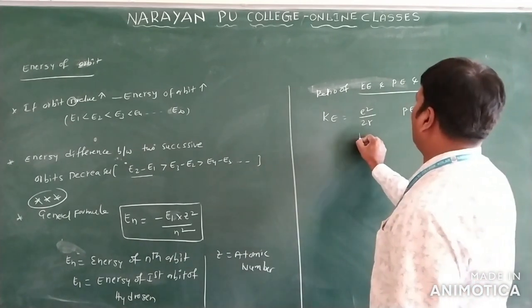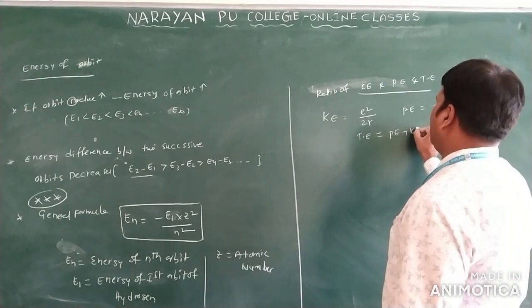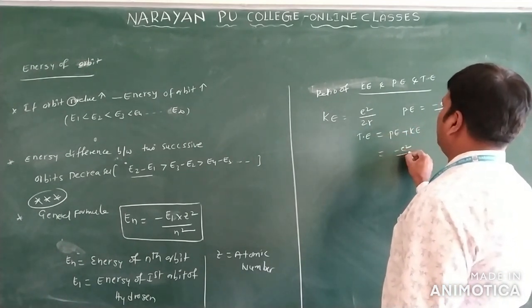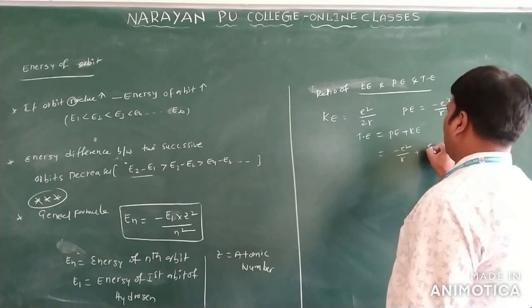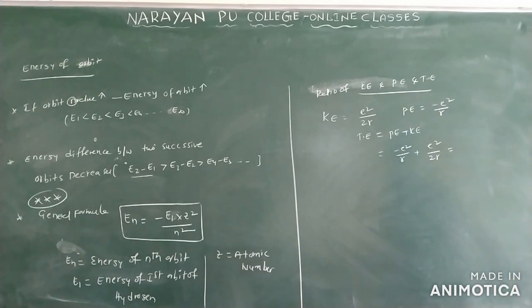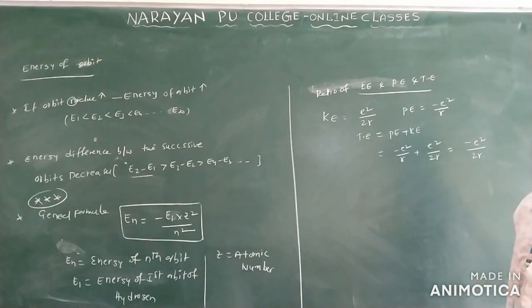You know total energy is potential energy plus kinetic energy. From this you write minus e square by r plus e square by 2r. Then what you will get is minus e square by 2r. This is the total energy we have.